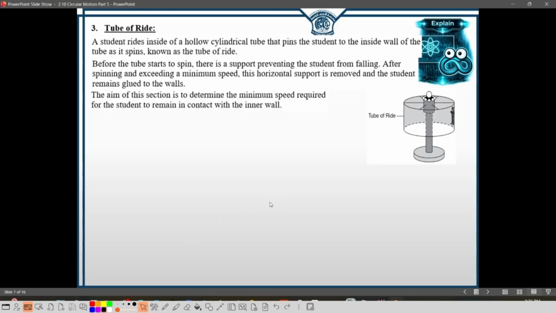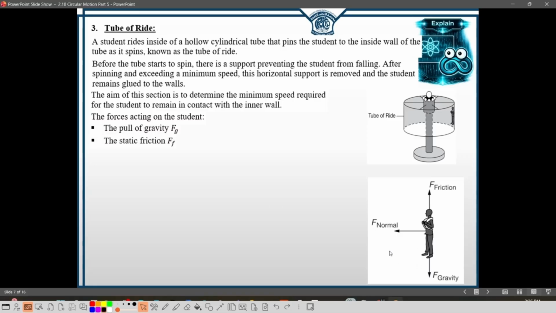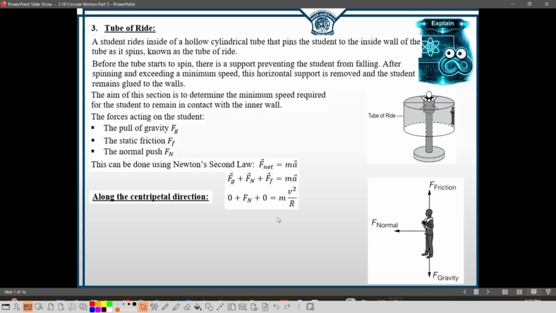The aim of this section is to determine the minimum speed required for the student to remain in contact with the inner wall. Now, the forces acting on the student are gravity, normal push, and frictional force. And the type of this force is static friction, because there is no relative motion between the wall of the tube and the student. This can be done using Newton's second law. If net force is equal to ma, remember that the normal push is promoted to be the centripetal force because the direction of this force is inward toward the center. Fg plus Fn plus Ff equals ma. This is actually the vectorial equation. Along the centripetal direction, we have only the normal push equals mv squared over r.